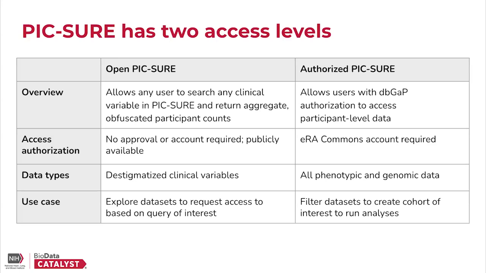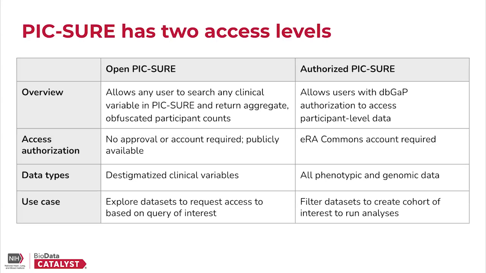On the other hand, authorized PIC-SURE requires a login, so it is not publicly available. You will need to use an eRA Commons account to log in to use this site. Additionally, you can only search across studies that you're authorized to access. So we have a few publicly available studies, such as tutorial or training data sets for you to get your feet wet and understand how the platform works. But you will also have access to any data sets that you have an active data access request for through dbGaP.